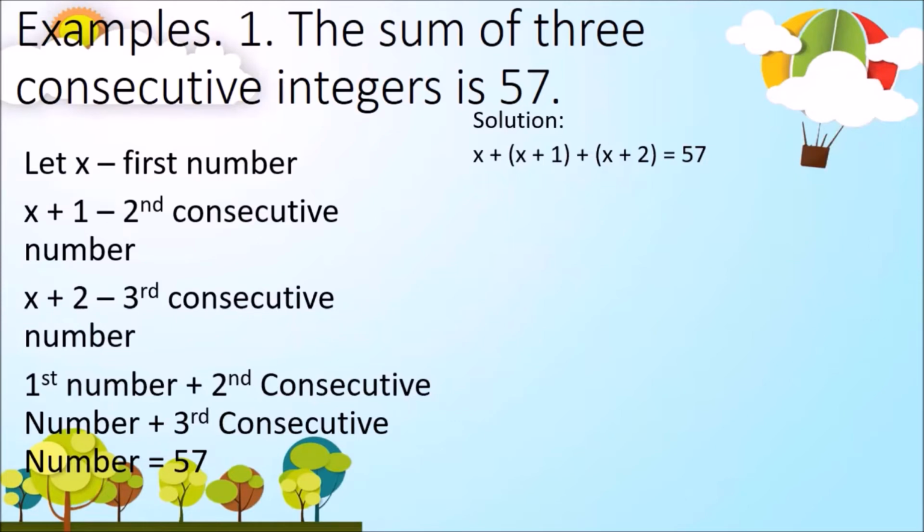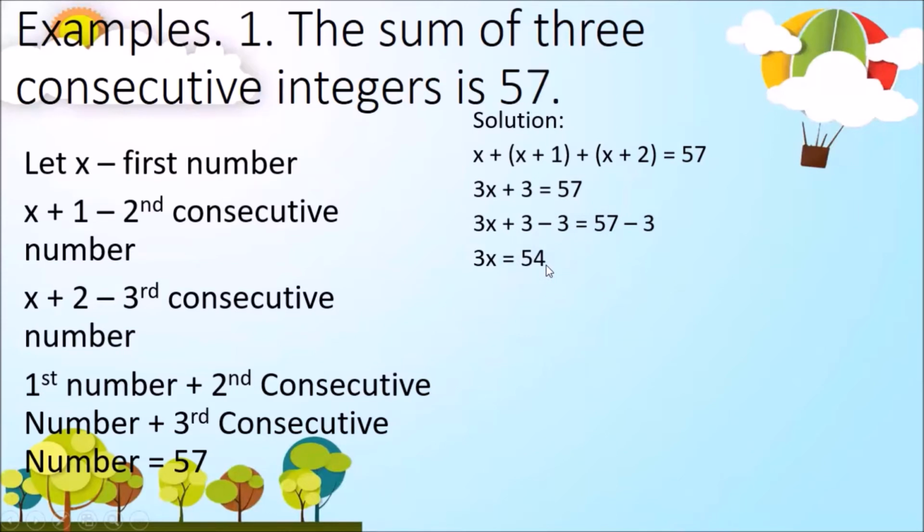We combine similar terms, x plus x plus x is 3x and 1 plus 2 is 3. Kaya 3x plus 3 equals bring down 57. Then, subtract or add both sides by negative 3 or subtract by 3. So, we have 3x plus 3 minus 3 equals 57 minus 3. Simplify, so we get 3x equals 54.